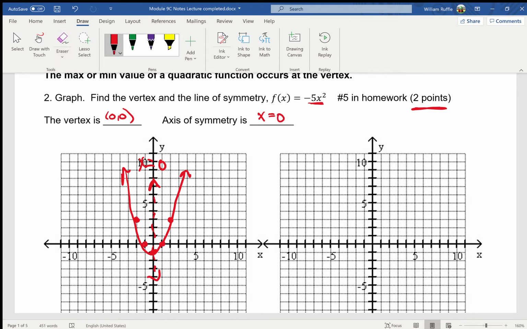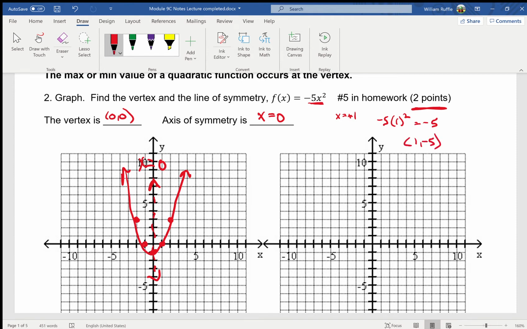So now when I graph this, I need one more point. I always try to pick an x value that is close to the vertex. Positive 1 is close, so I'm just going to use that. So I'm going to let x equal positive 1. Negative 5 times 1 squared. So negative 5 times 1 is negative 5. So my next point is 1, negative 5.